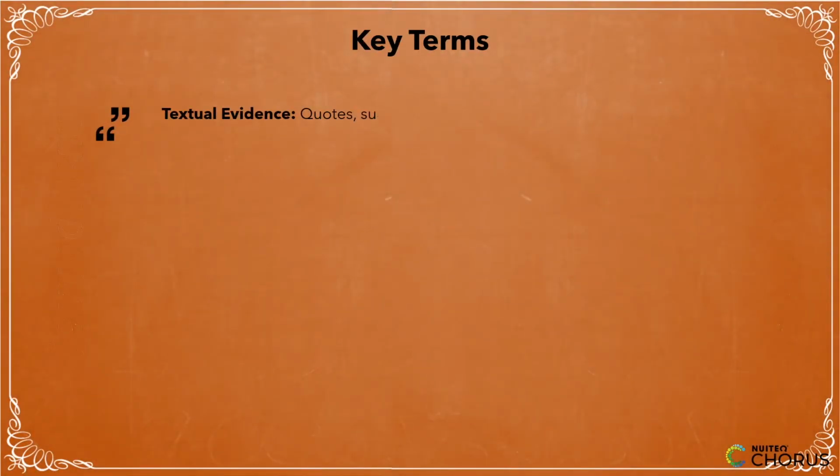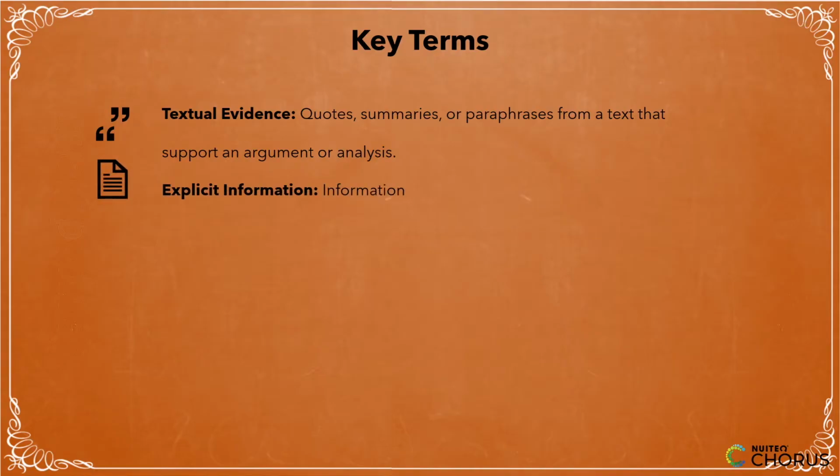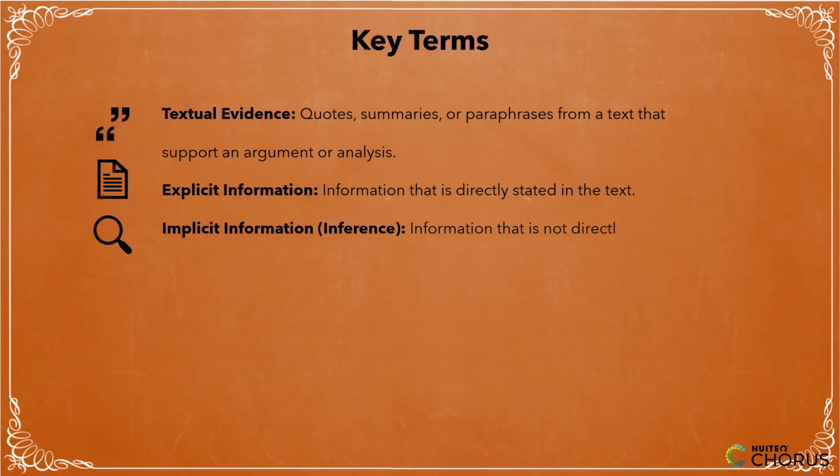Textual evidence: quotes, summaries, or paraphrases from a text that support an argument or analysis. Explicit information: information that is directly stated in the text. For example, the sky is blue. Implicit information, or inference: information that is not directly stated, but can be interpreted based on clues. For example, she grabbed an umbrella before leaving. We can infer it might rain.